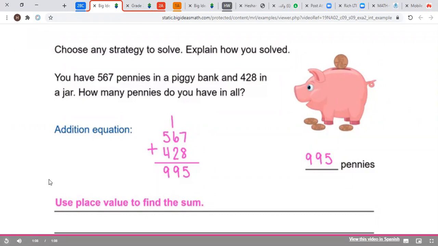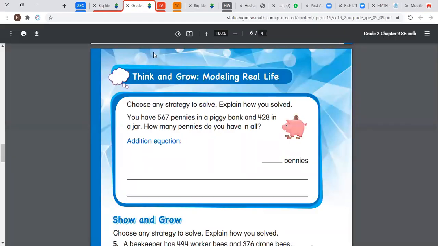Okay, my lovely boys, please all of you write like this and write the name of the strategy. It's place value strategy. You can write by using place value strategy. Now let's answer the next question.